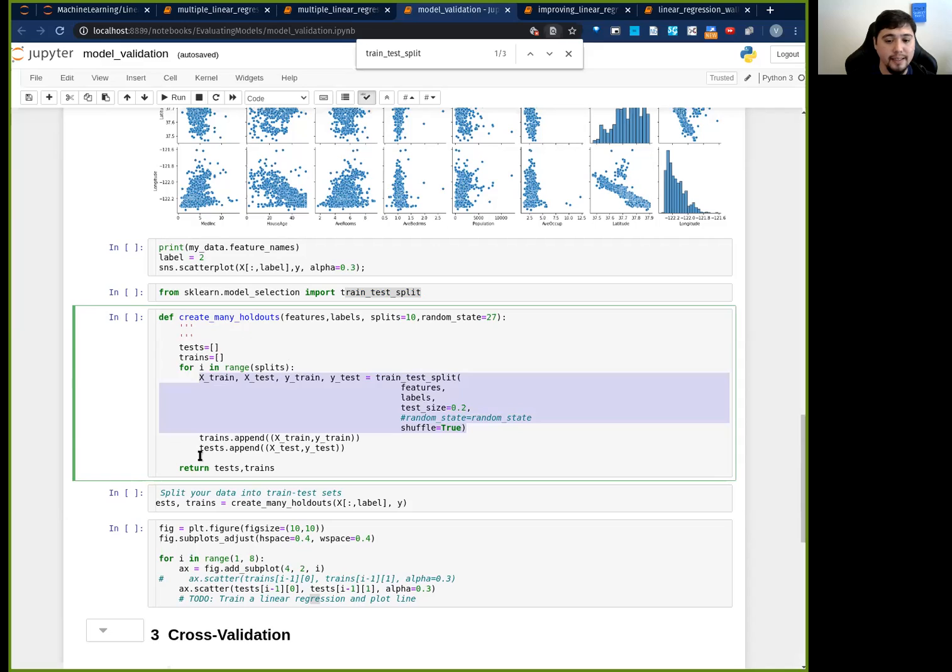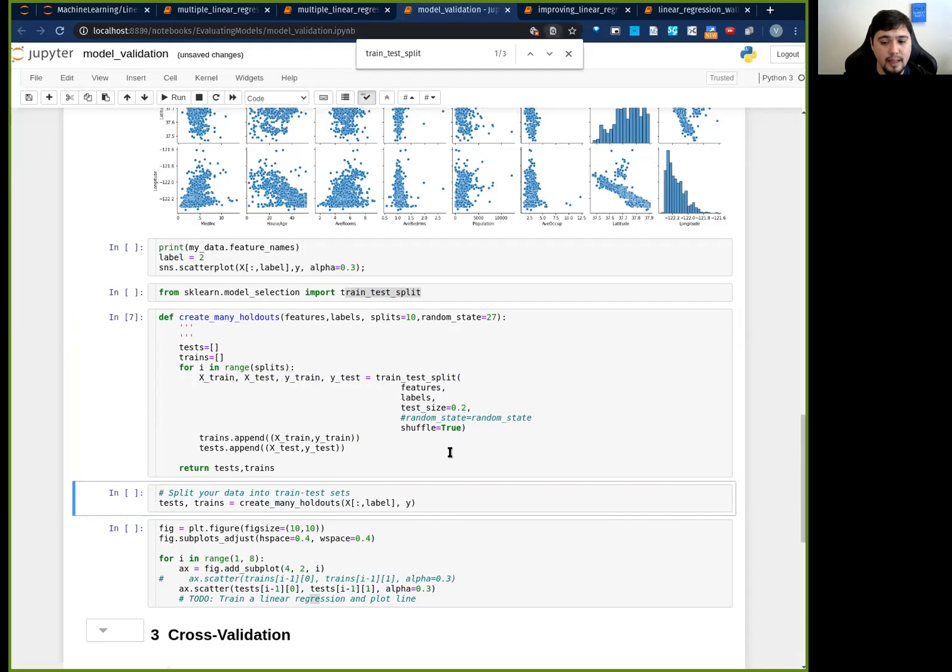I just wrote a little function here. Basically, in this case I'm doing different splits. So I'm doing this 10 different times with 10 different ways of doing it. And that's why I got rid of this random state here, because I wanted to shuffle it and split it in 10 different ways. So that's what I'm doing here.